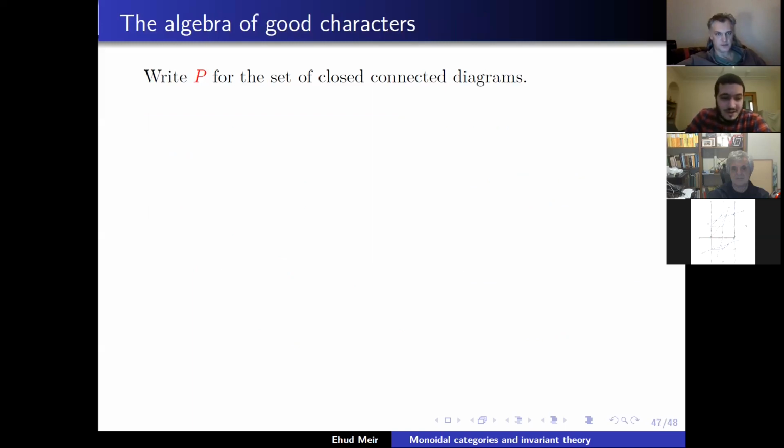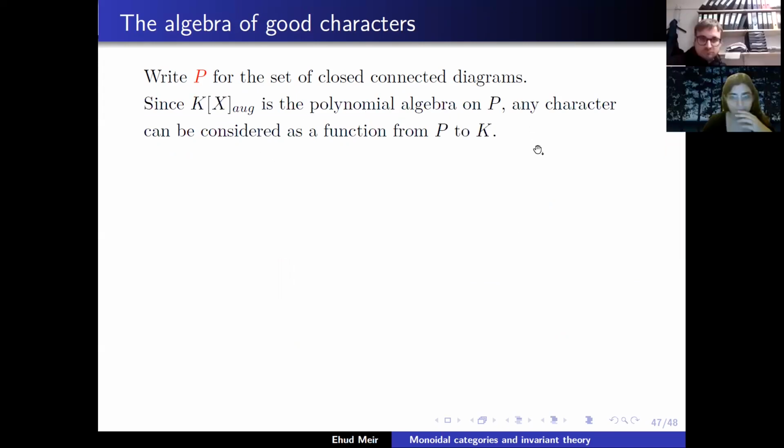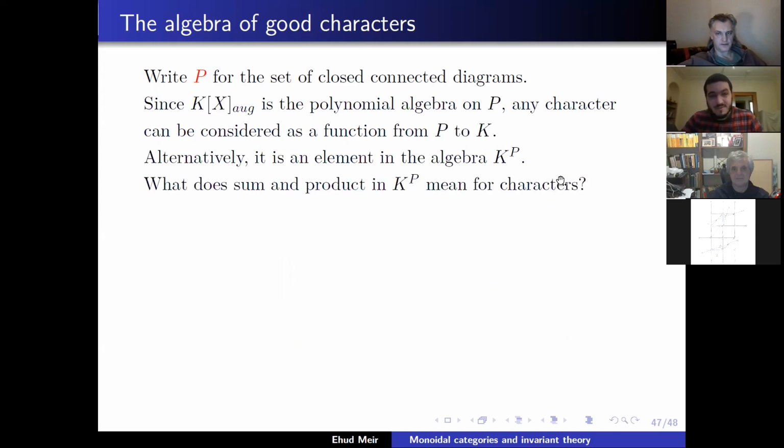The last thing I would like to mention before I finish is the following. If you write P for the set of closed connected diagrams, in all these examples we might ask how big or how general this set of good characters is. So if we write P for the set of closed connected diagrams, then since our ring is a polynomial algebra on P, any character can be considered as a function from P to K, right? Because this is what a character does. It just assigns values to the generators. Alternatively, it's an element in the algebra K to the P.